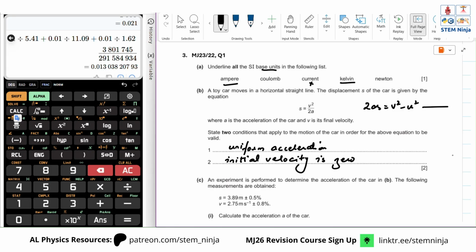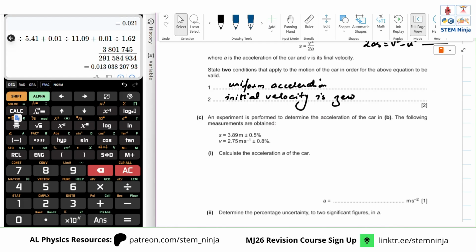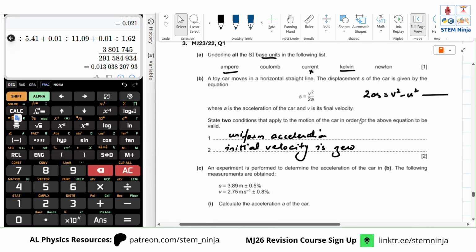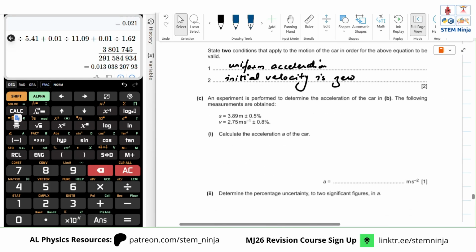Right, okay. An experiment is performed to determine the acceleration of the car in B. The following measurements are obtained. Wait, sorry. s is equal to v squared over 2a, right. Okay. Calculate the acceleration of the car. So basically all we have to do is to use the same equation, s is equal to v squared over 2a, to just cross multiply and find a.